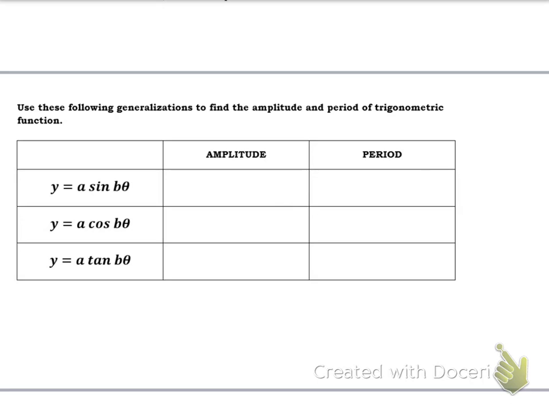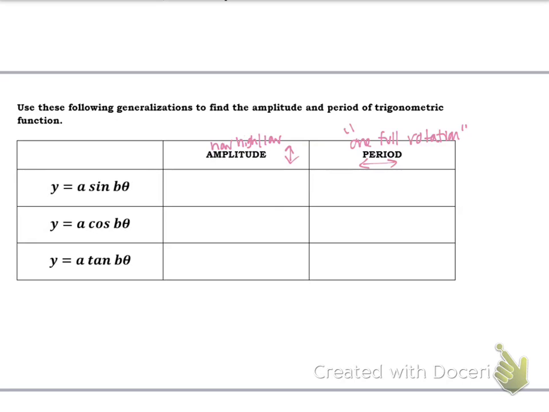So amplitude is how high or low it goes. So that's my up and down. My period is how far left or right I have to draw my graph. Okay, so that's considered our one full rotation. So that's generally what we need to see, is at least one rotation to know how far up it goes and how far left and right it goes.